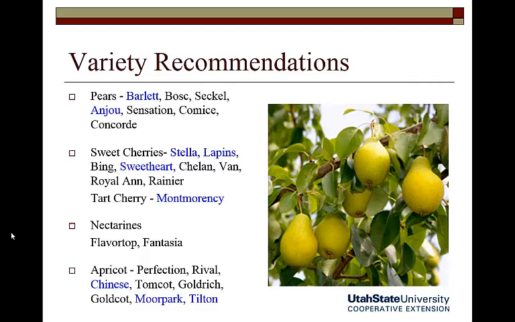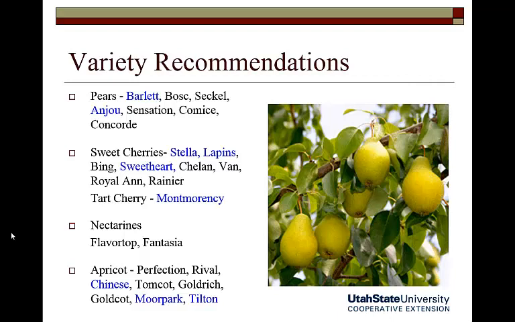Sweet cherries, Stella, Lapins, and Sweetheart. Those three are self-fruitful, so you only need one of those trees. Tart cherry, a common one that we have, if you're looking at pie fillings and things like that, Montmorency is a very common one there.